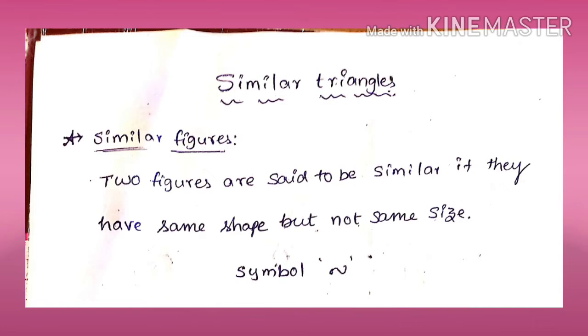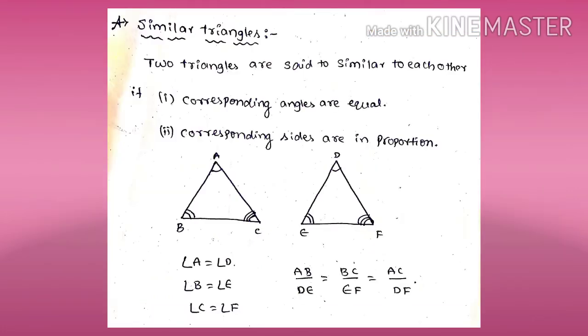Okay, let's go for the next slide. Similar triangles. Two triangles are said to be similar to each other if their corresponding angles are equal and corresponding sides are proportional. In triangle ABC and triangle DEF, angle A is equal to angle D, angle B is equal to angle E, angle C is equal to angle F, and the proportion AB by DE is equal to BC by EF is equal to AC by DF.